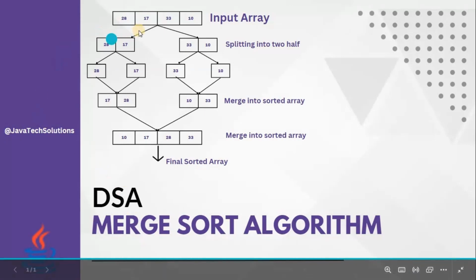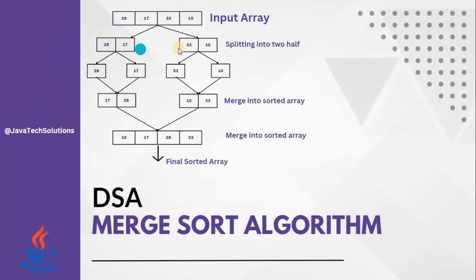As you can see here, this particular array is divided into two subarrays: 28, 17 and 33, 10. After that, it splits again into single elements: 28, 17, 33, 10. Then they are merged back in sorted order: 17 and 28 are sorted, and here 10 and 33. Then these two sorted arrays are merged again, and finally you get this sorted array.